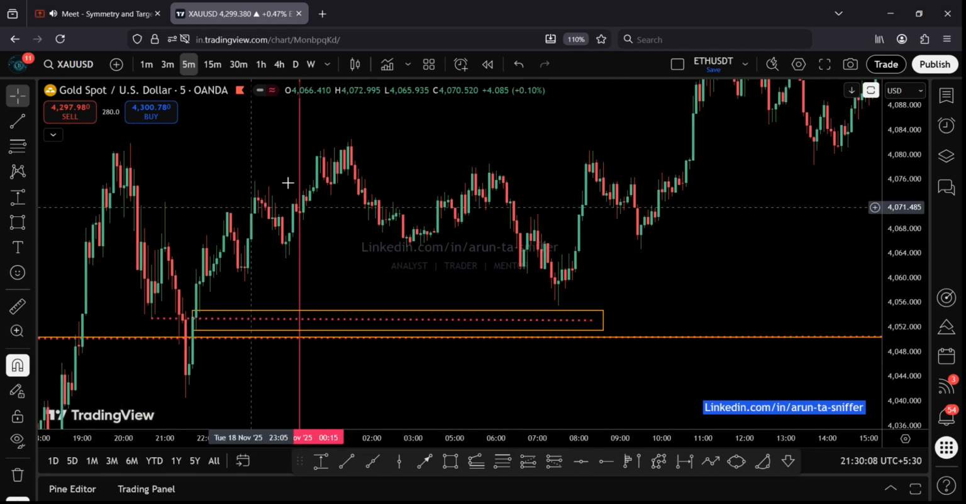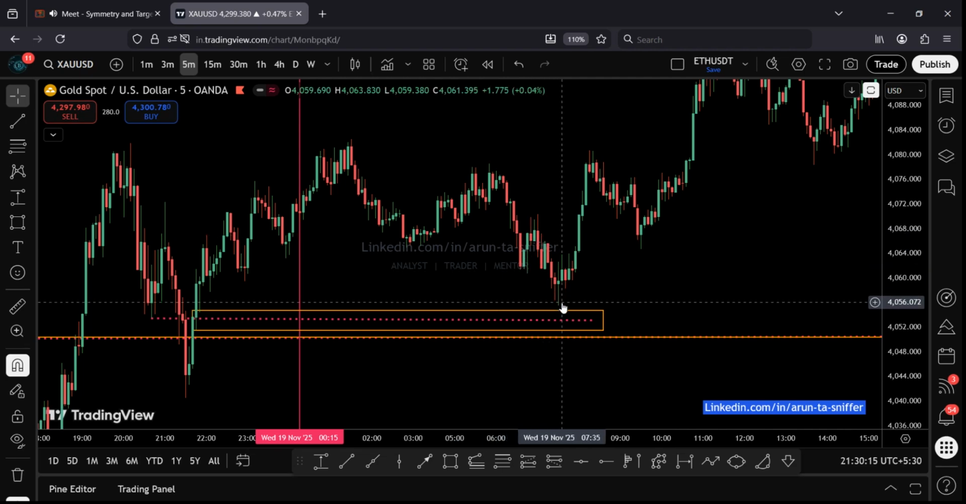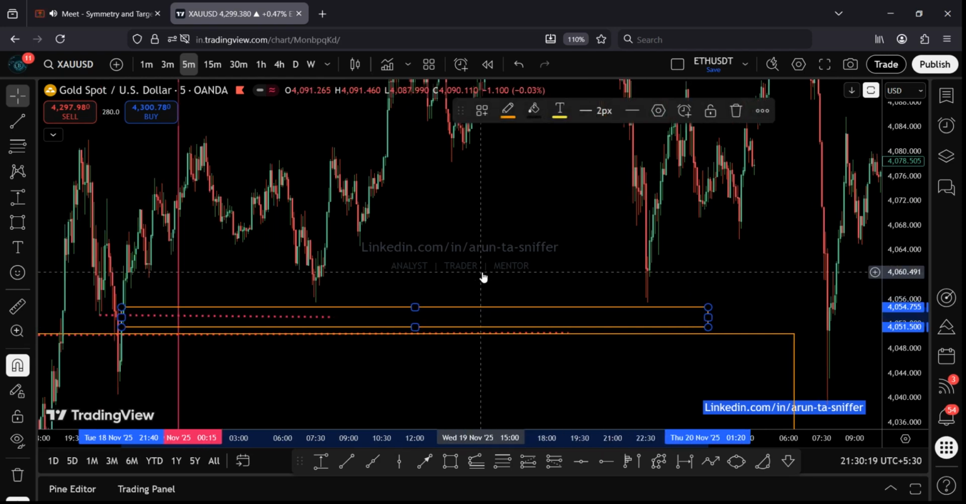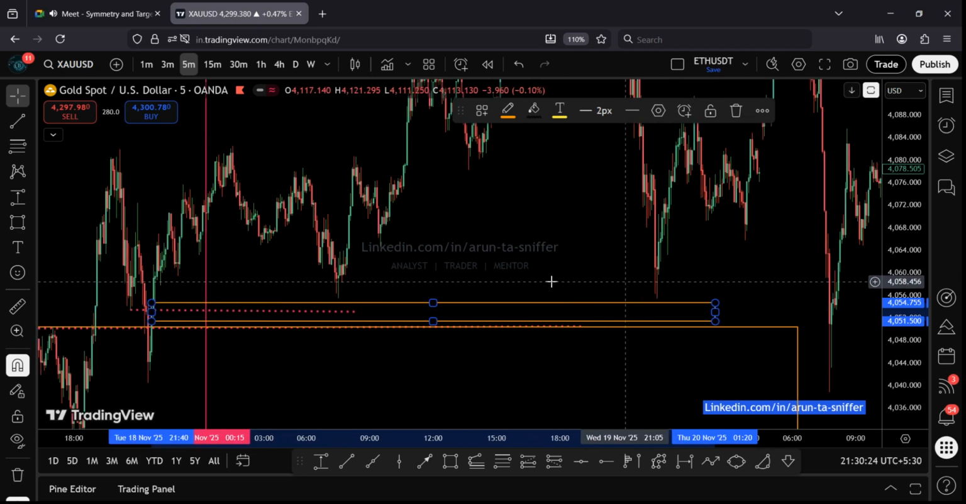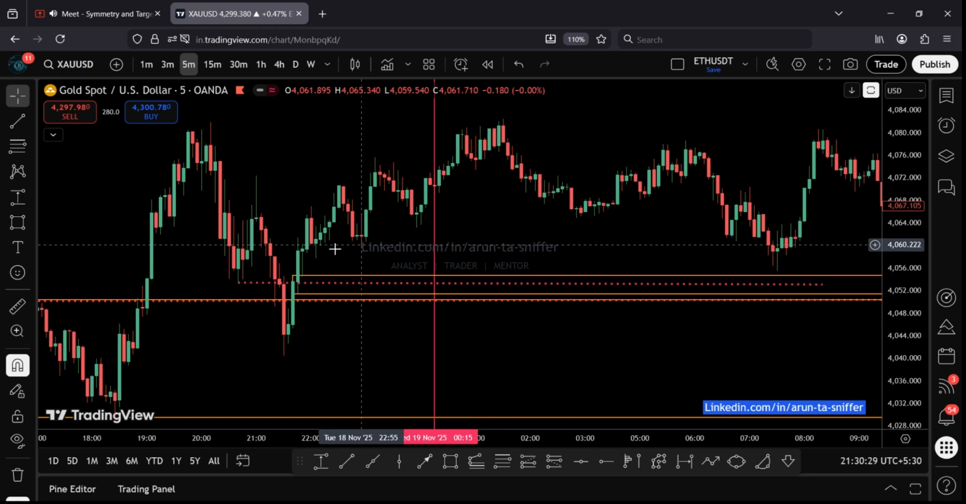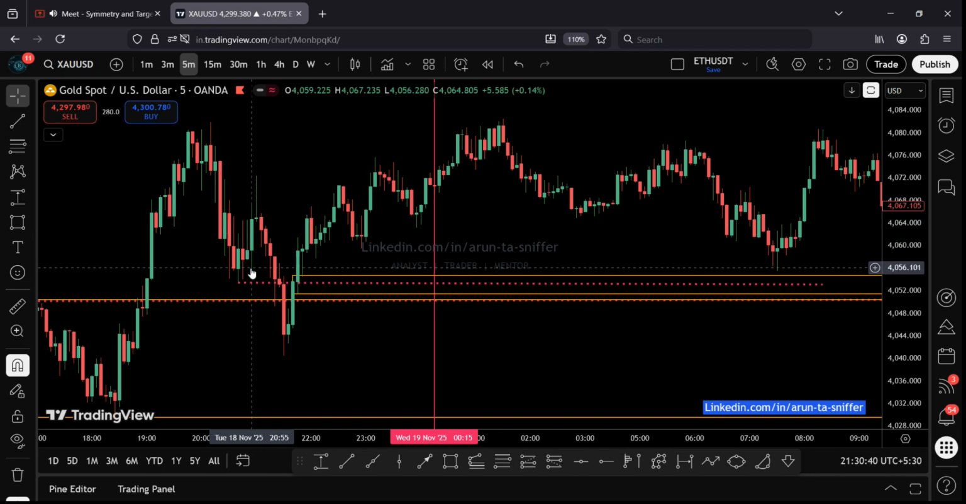Price came back, but what happened here? Price did not reach this LSK. Going forward, same again, price did not reach this LSK. Okay, so why did it not reach this LSK? We have another LSK here: low, high, low, high, low. The price is hitting this one.